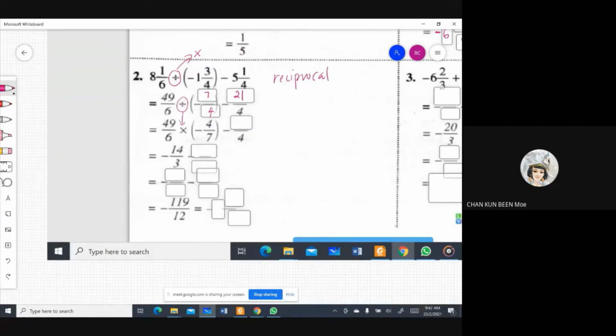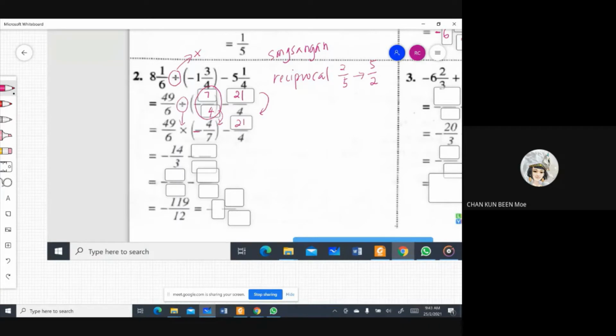Reciprocal, for example, 2 over 5 is equal to 5 over 2. Maksudnya, songsangan. Okay, so the reciprocal of 7 over 4 is 4 over 7. The negative sign, you copy down. Therefore this one is still the same. From here, it is still 21.